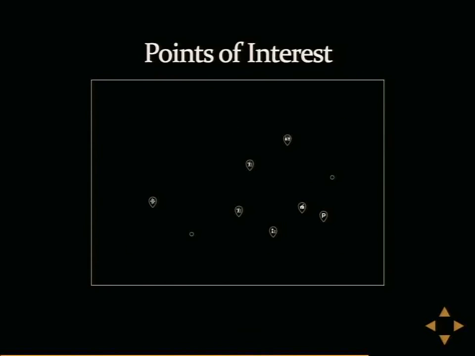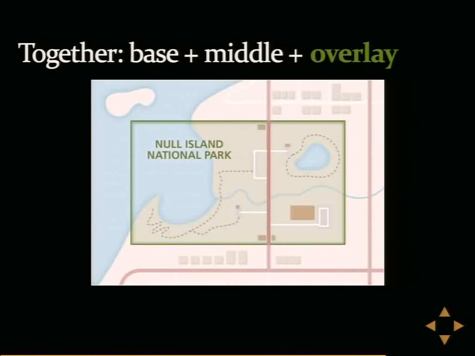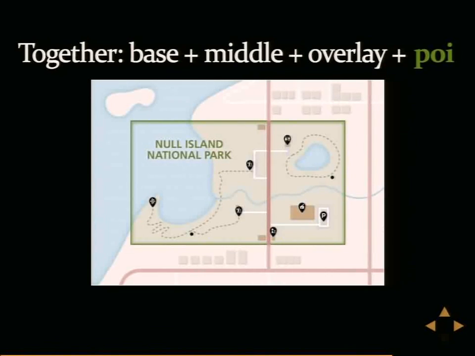And then, like I said before, we've also got points of interest that are coming from CartoDB as a sort of different kind of overlay that's not baked into the tiles themselves. So together, what all this looks like, you've got your base, your middle, your overlay, and the POIs, and that's how we put together Null Island National Park in Park Tiles.